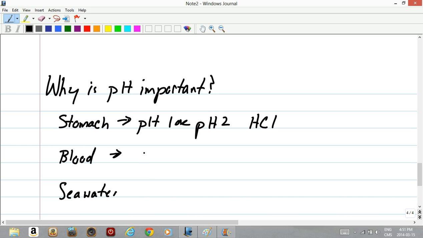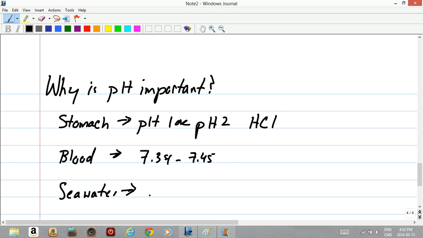It's very important to understand pH for your blood. Your blood has a pH of around 7.34 to about 7.45, and things that would drive the pH past 7.45 or below 7.34 could be life-threatening. So it's very important to understand pH when it comes to your blood.